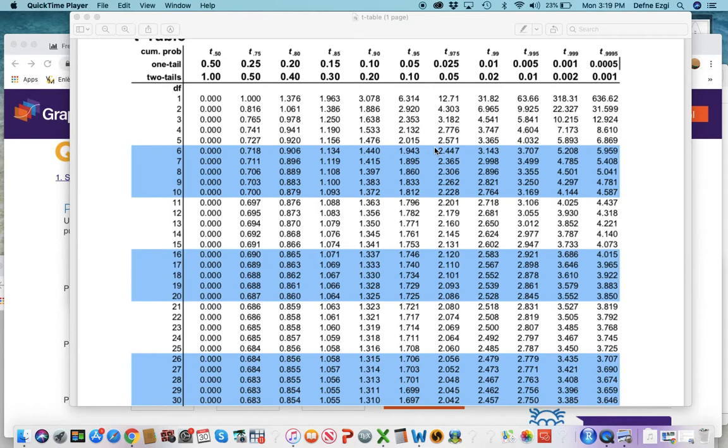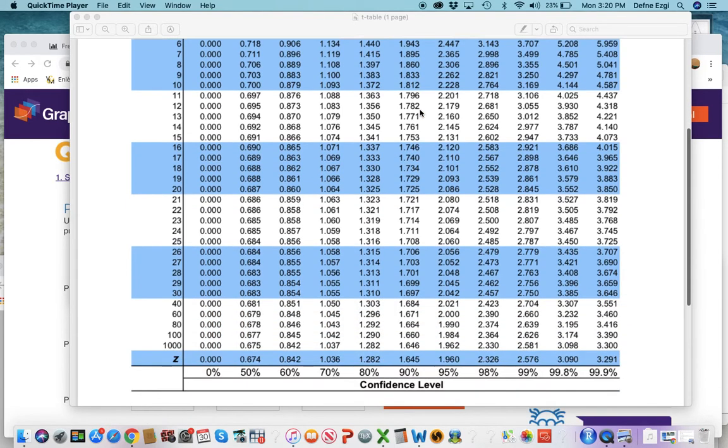In particular, there are two areas that we are interested in. The first one is alpha, the maximum probability of committing a type 1 error, and the p-value, which is the actual probability of committing a type 1 error. Okay, so I'm going to start with alpha.